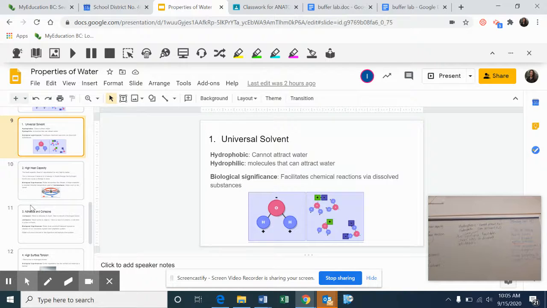Any questions around that? Does anybody have any questions around those properties or around how they apply to the things that you all saw yesterday?